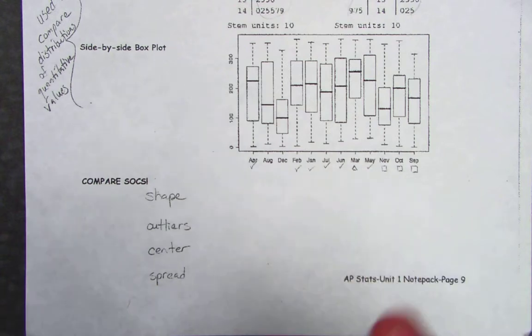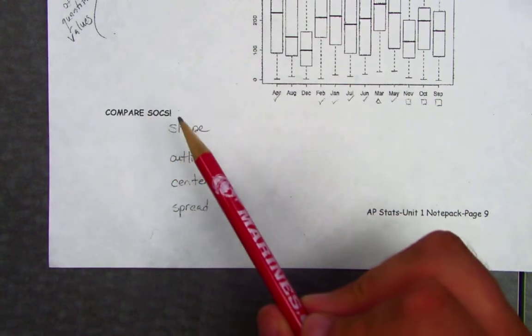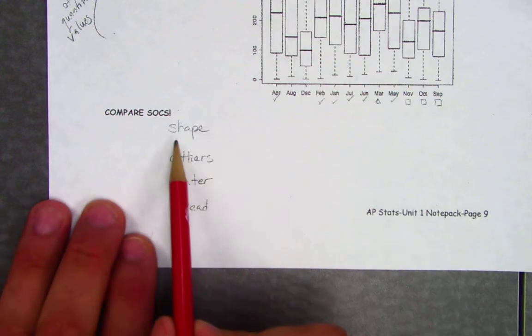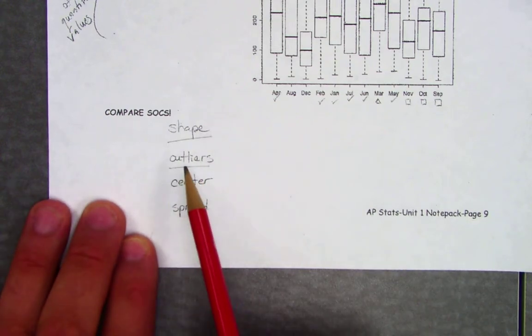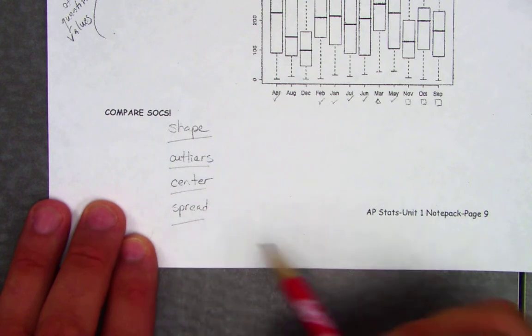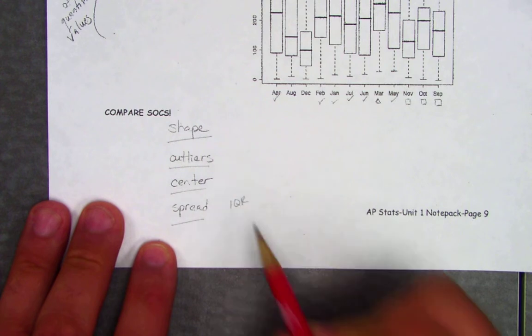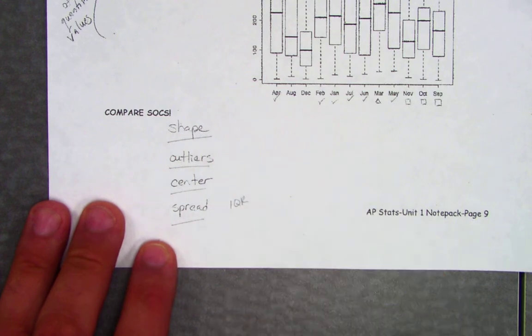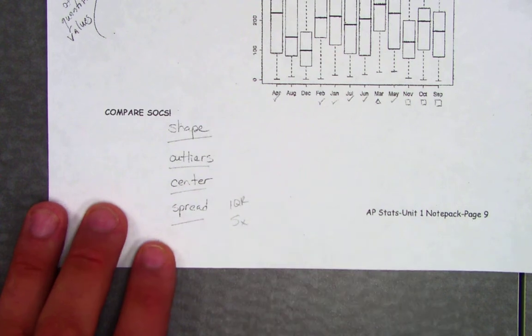Also, whenever you're comparing distributions, always remember to use size. You have to talk about the shape. You have to talk about outliers if there are or if there aren't any. You have to talk about where the center is in the distribution, and then talk about the spread. Remember, if it has outliers, then you'll want to use IQR. And if it's somewhat symmetric, you can use standard deviation.